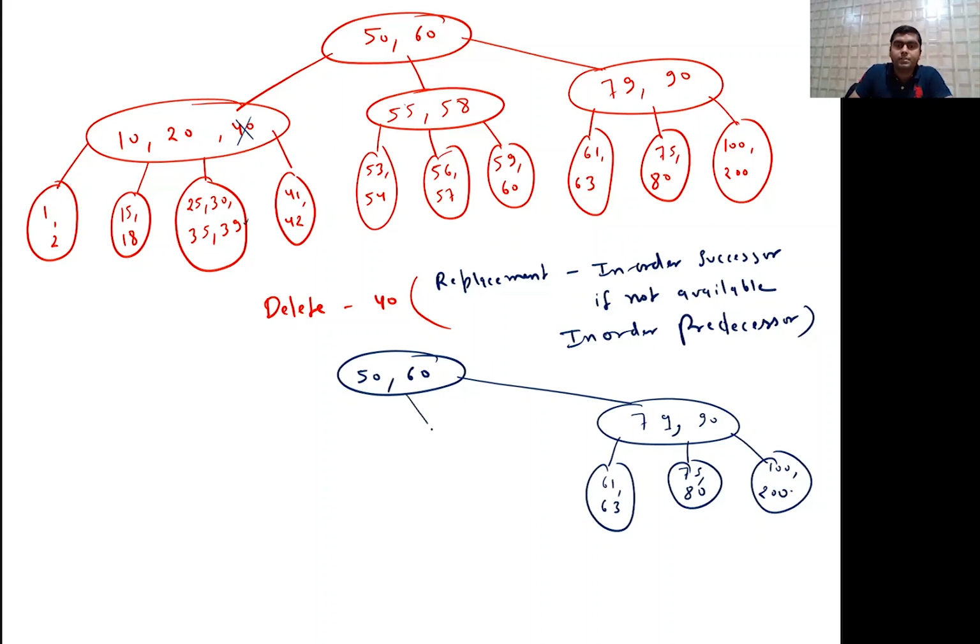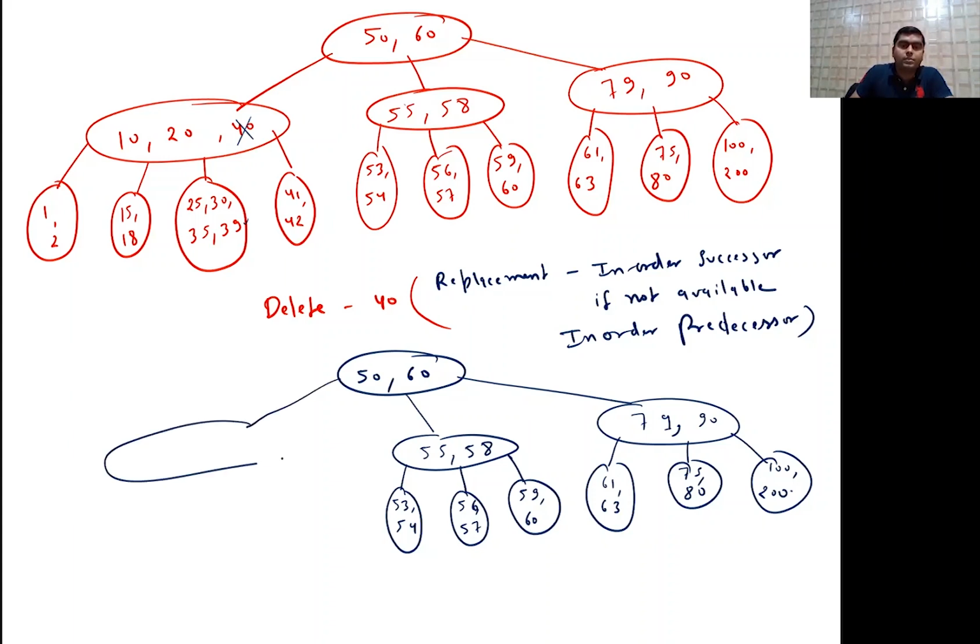In between, 55 and 58. So left is 53 and 54, and in between 56 and 57. And right of 58 is what? 59 and 60. And left part is what? Now see this left part. So what is the left part?